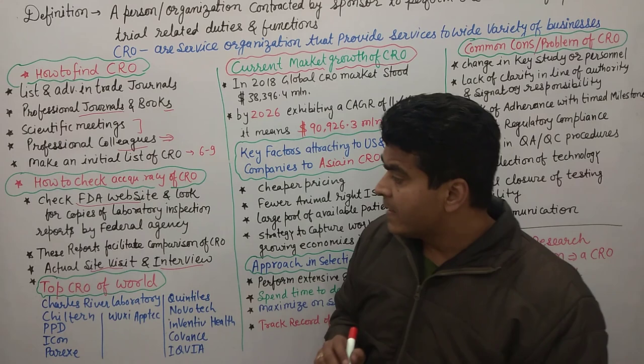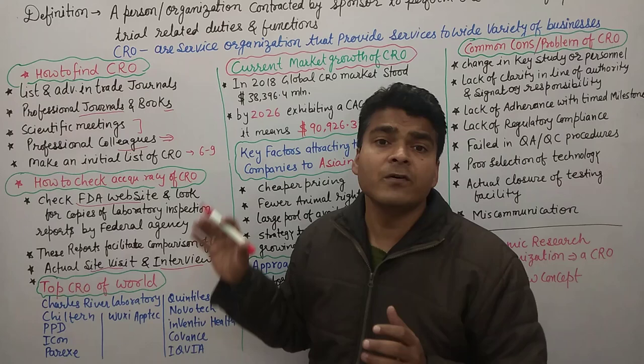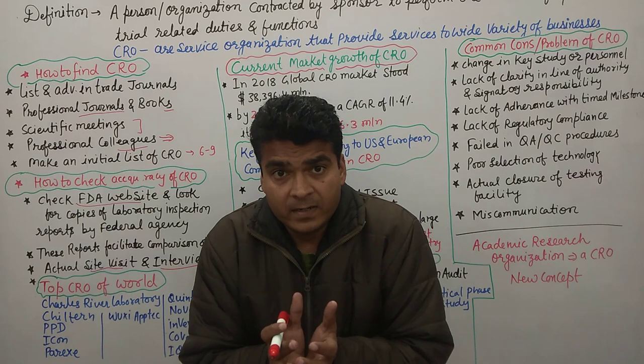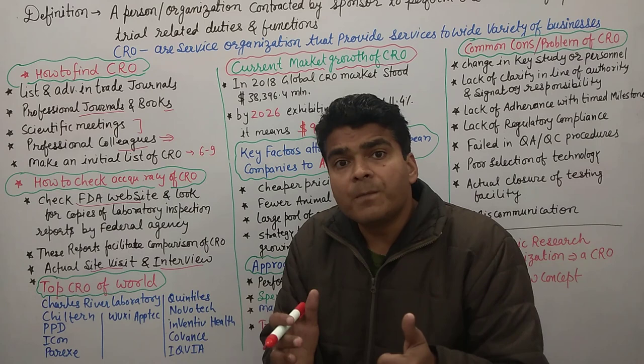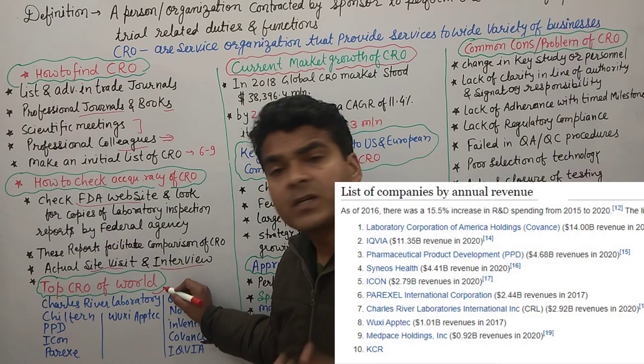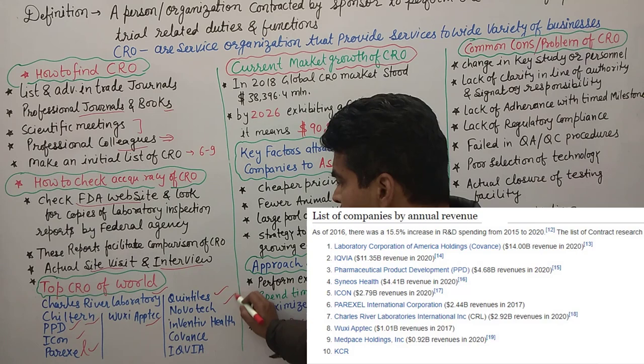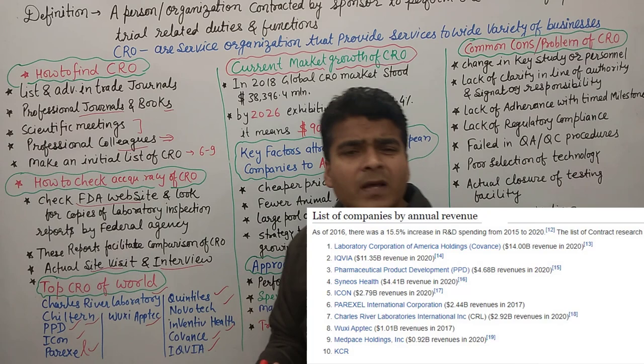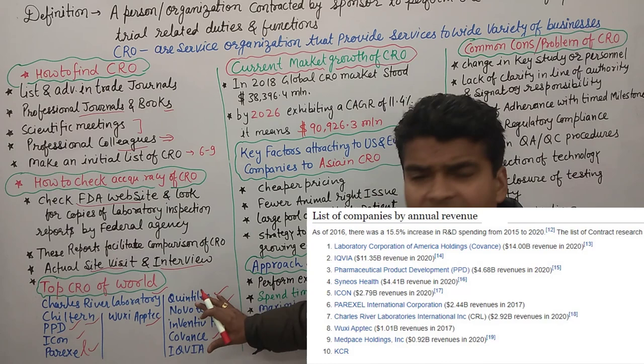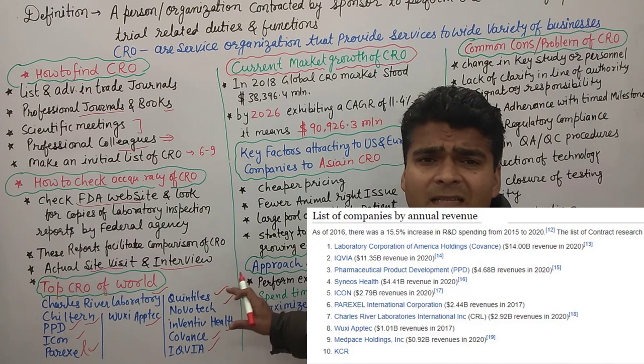Now, as we have got good information about the CRO, there is a curiosity in our mind: what are the various top CROs of the world? So I am giving you a list of CROs which are considered the top CROs in the world. Charles River Laboratory is one of the top-most laboratories, as well as Chiltern, PPD, ICON, Parexel, Wuxi, Aptech, Quintiles, Novotech, Inventive Health, Covance, and IQVIA. And there are many more, like in India, there are VIDA CRO and many more. I have just given a very small list of CROs, and these are some top CROs by their financial turnover.